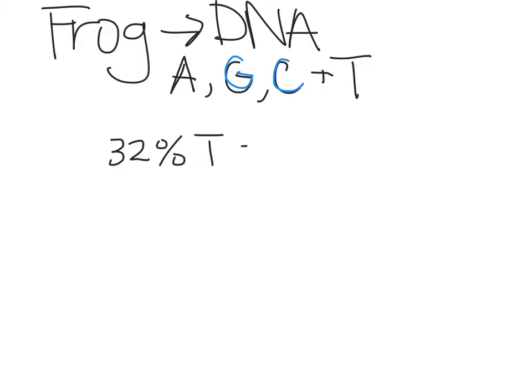So if you have 32 T's, how many A's do you have? 32. So you're going to have 32% A, 32% adenine. Now what's 32 plus 32? 64.